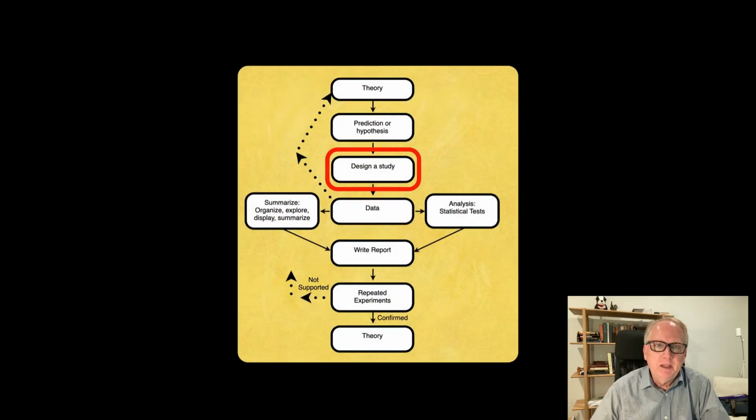Now, one of the big things that we care about in our psychology studies is how we design the study. There's a lot of thought that goes into it. Sometimes you might spend weeks or months designing a study, and how you design the study is going to affect a lot about the kind of data that you get and the kinds of statistical tests that you end up using.